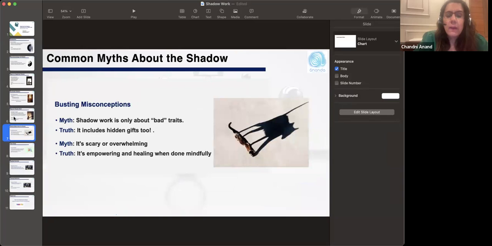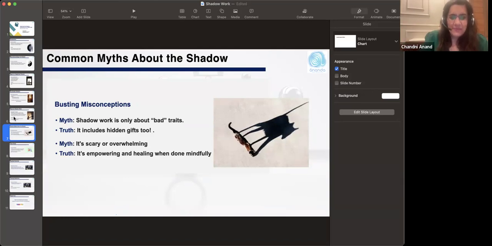Common myths about shadow. It's only about the bad traits. No, it includes our hidden gifts. As we spoke about, it is scary or overwhelming. In fact, it is quite empowering and healing when it is done mindfully, right? Because if you look at a diamond, why is diamond a diamond? Because it's polished, rubbed so much. So every time we find a dark part of our shadow or a golden part which we are not able to embrace, it's just polishing our own diamond, right? It's like getting better and better. So it is empowering, it's not scary. It is empowering. To begin with, it can be scary, but as your journey goes, it becomes less and less scary and more empowering.